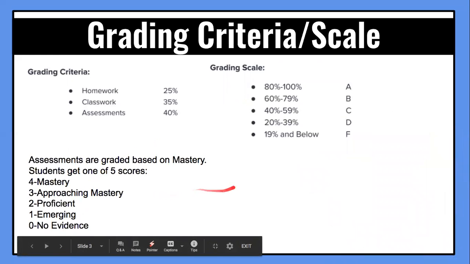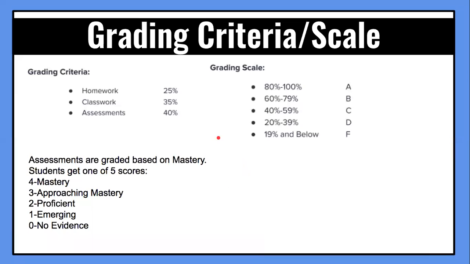First things first, some of you might be wondering how your students are being graded. My grading criteria breaks down as follows. Homework takes 25% of the grade, classwork 35%, and assessments 40%. My grading scale follows 20% increments.